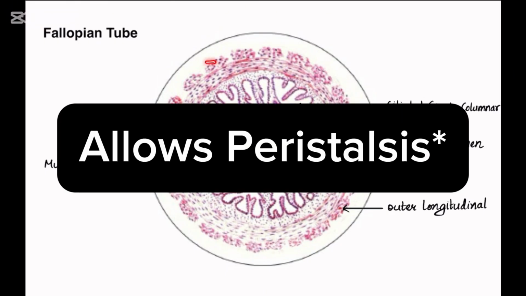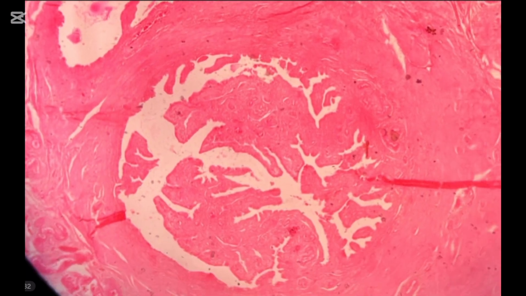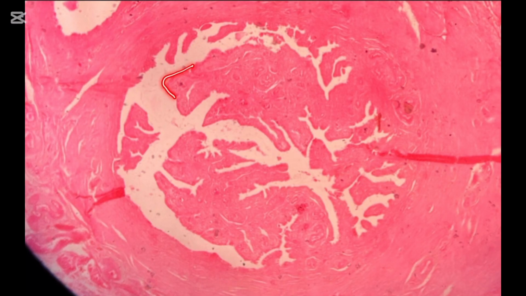Then you have muscularis propria. Muscularis propria contains your typical inner circular and outer longitudinal muscular layers. So you can see in this histology as well, the mucosa is folded and branched so much so that the lumen is almost filled up.